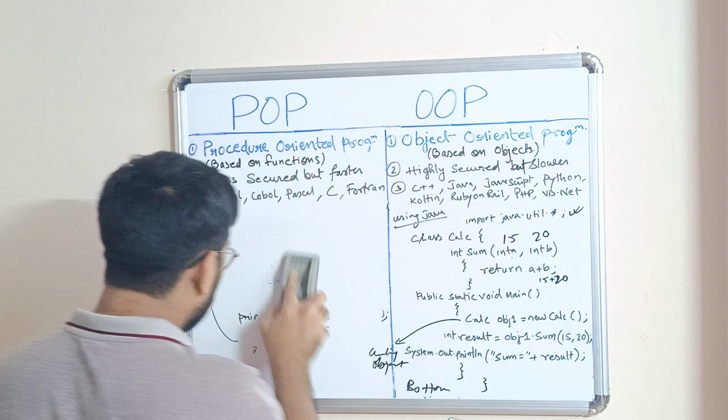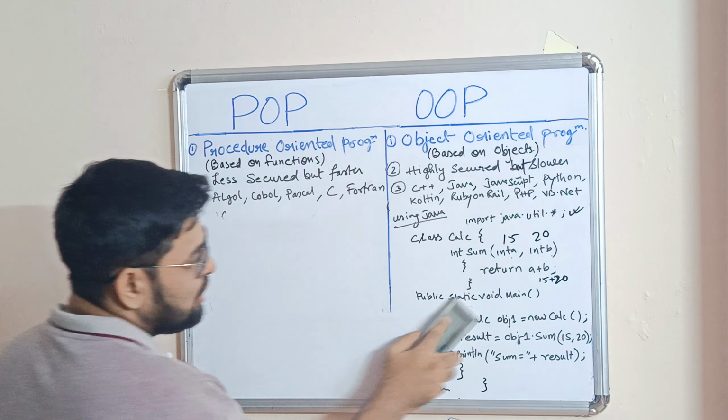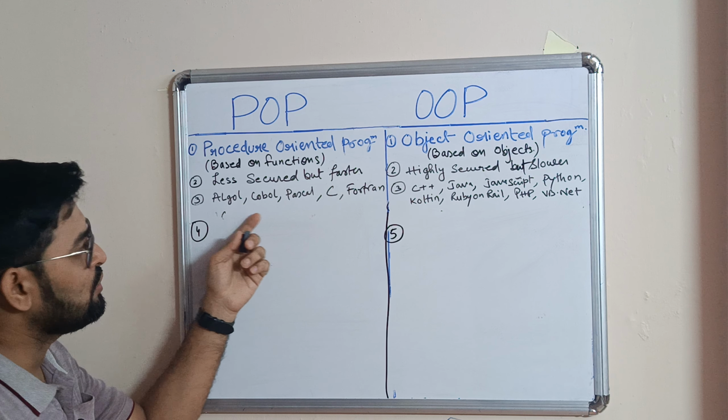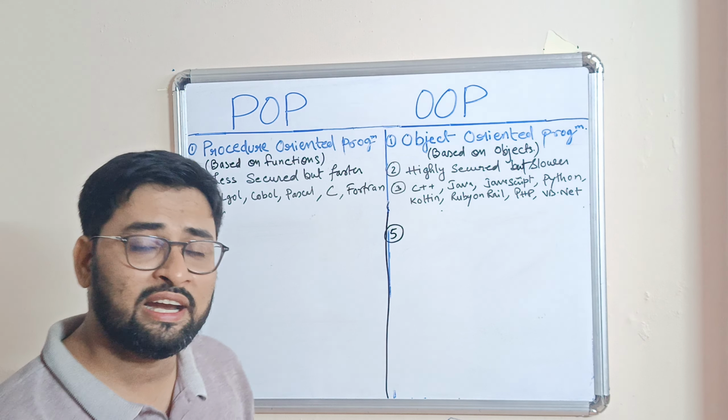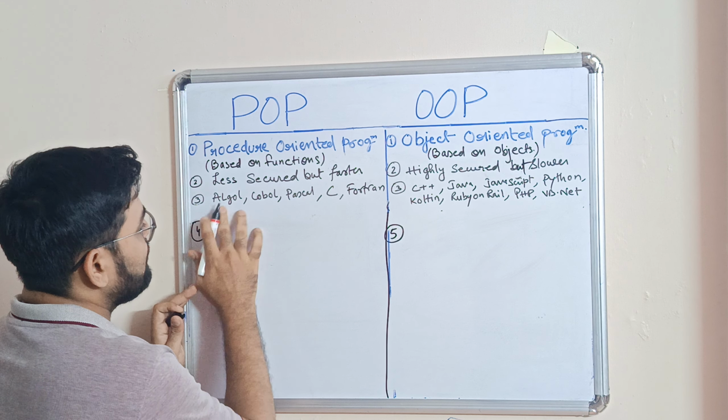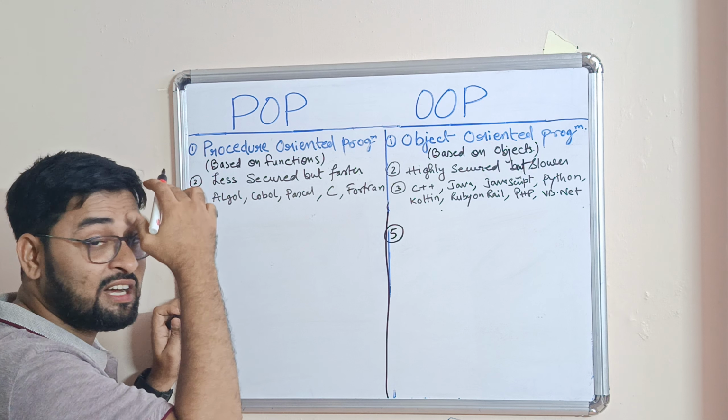Now moving to the main points regarding POP as well as object oriented programming, that is OOP. Fine. So basically right now we have multiple types of programming languages, as you have seen. Algol, COBOL, Pascal, C, Fortran. These were the early implementations of programming languages. Those programming languages are less secure but faster.